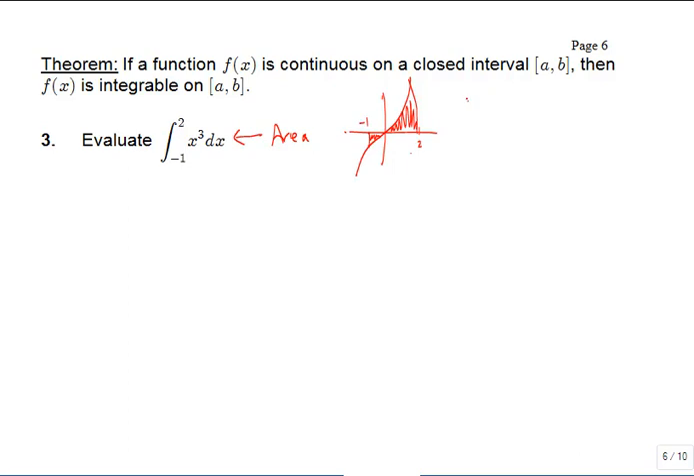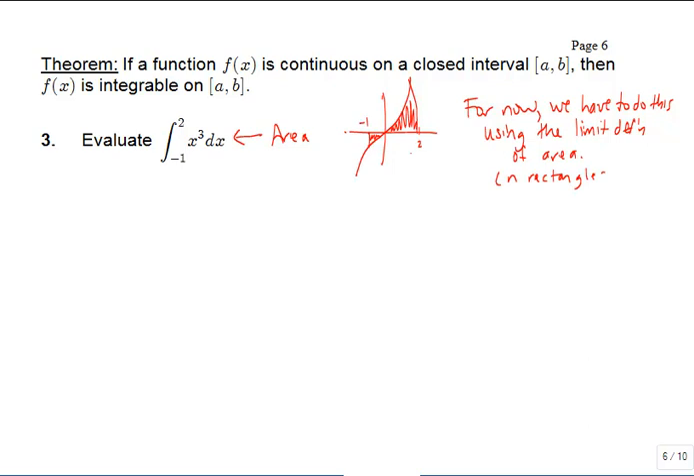So for now, we have to do this using the limit definition of area. So that's that long, tedious process where you find those n rectangles. You get to choose what sort of endpoints you want to use. You have to figure out your partition and your widths, and then you have to plug it all into that limit of the sum. Okay, now we'll eventually learn a shortcut, but for now we have to use that limit definition of the area because that's all we know so far.